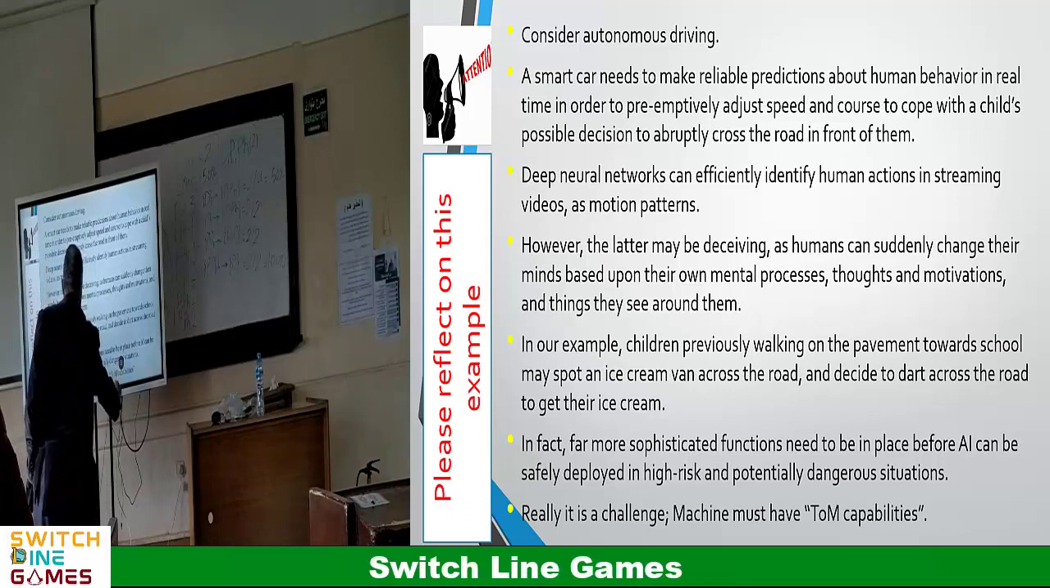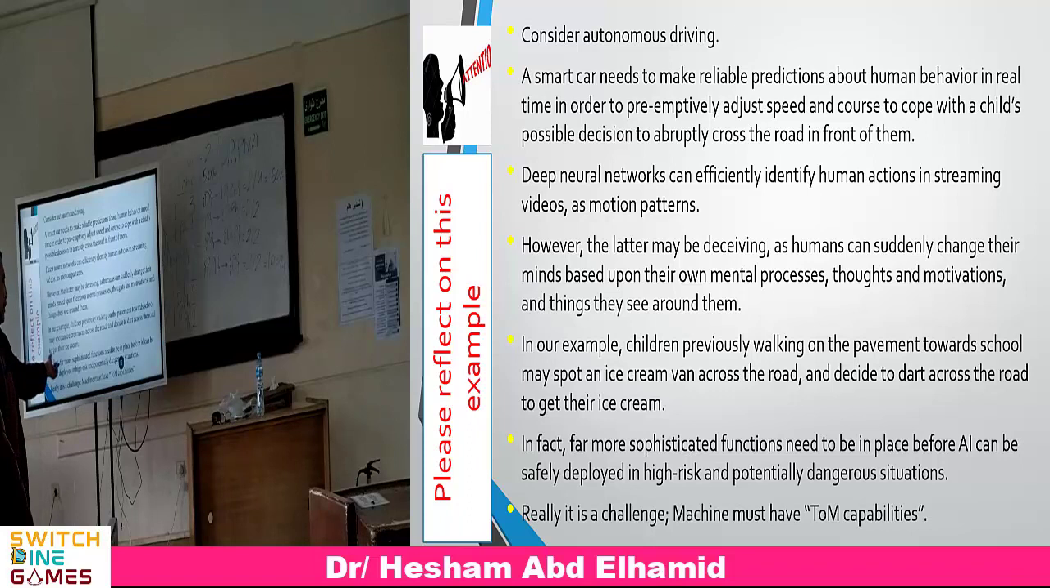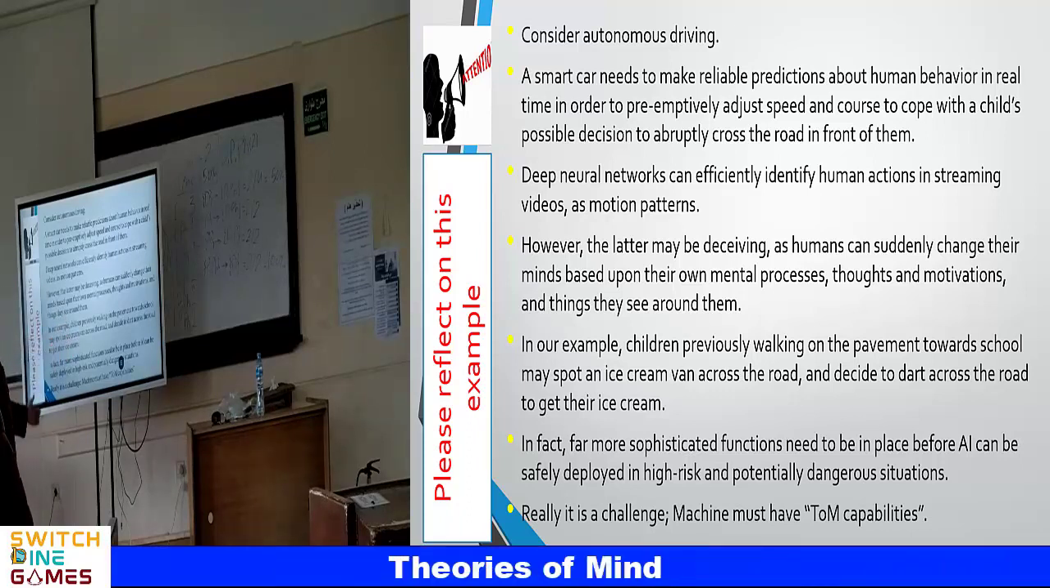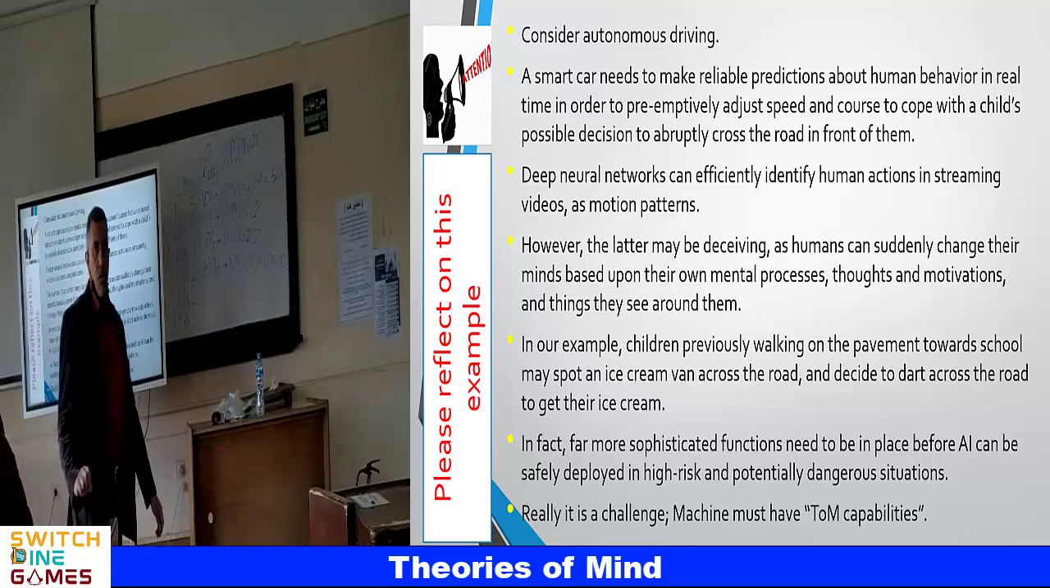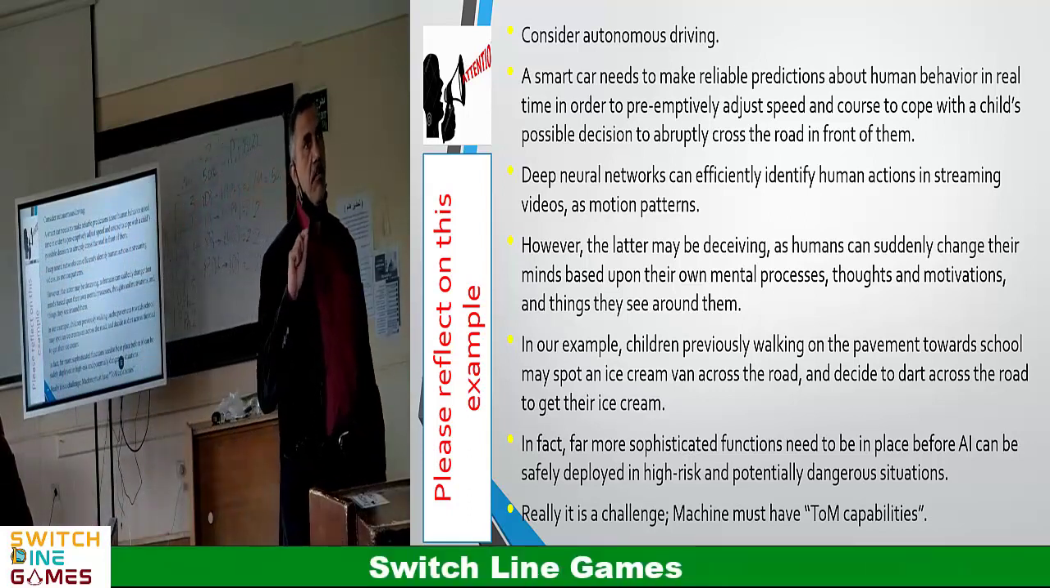In fact, far more sophisticated functions need to be in place before AI can be safely deployed in high risk and potentially dangerous situations. Really, it is a challenge. Machines must have TOM capabilities. TOM, this abbreviation means theory of mind.